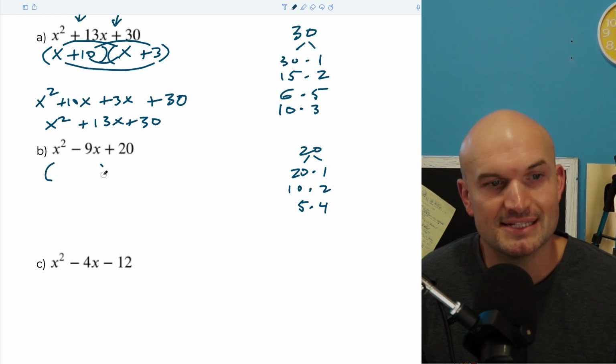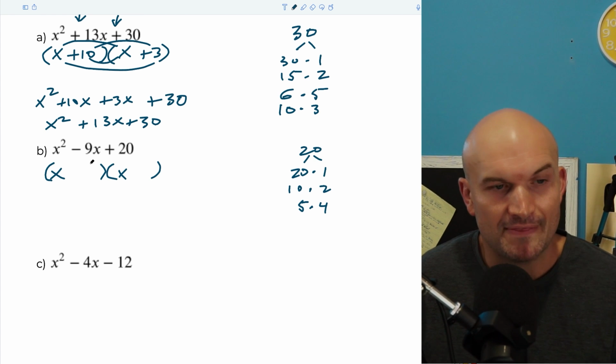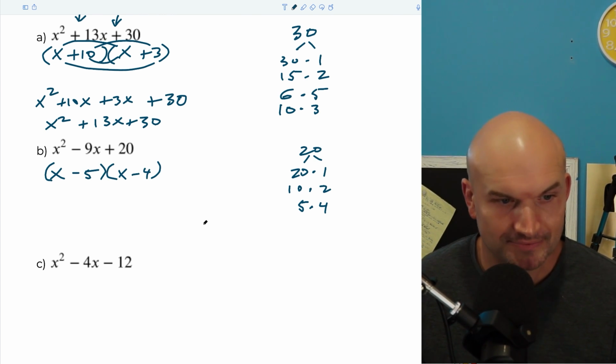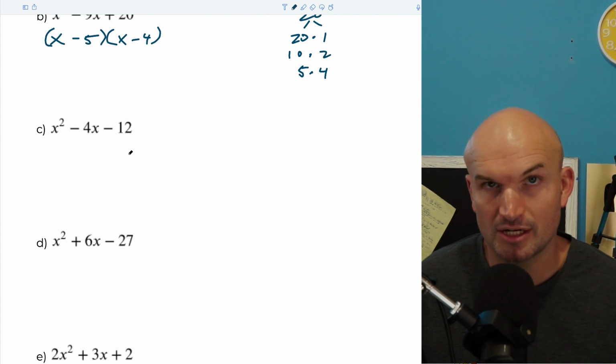So I'm still going to write this out as a product of two factors: x and x. And now they both have to be negative, so it doesn't matter which one is which. You can go ahead and multiply this out, and you can see it's going to simplify to give you that answer. Now, in this next example, this is where it starts to get a little bit tricky.